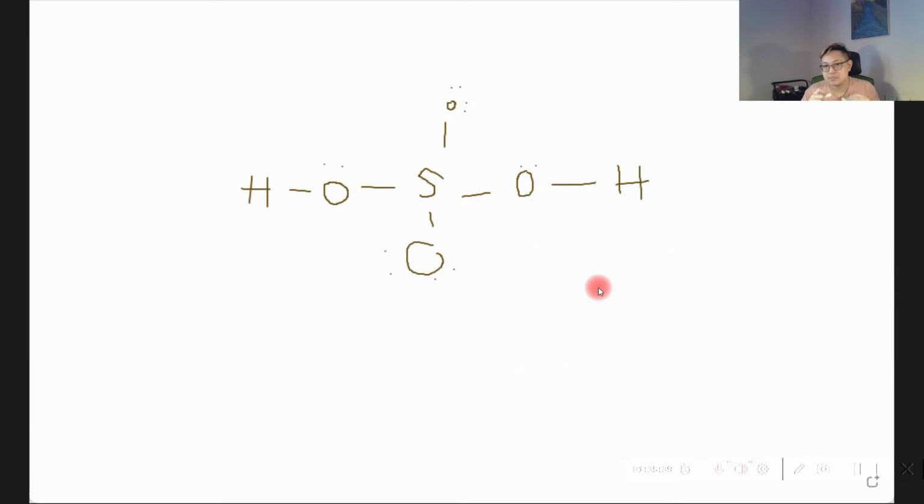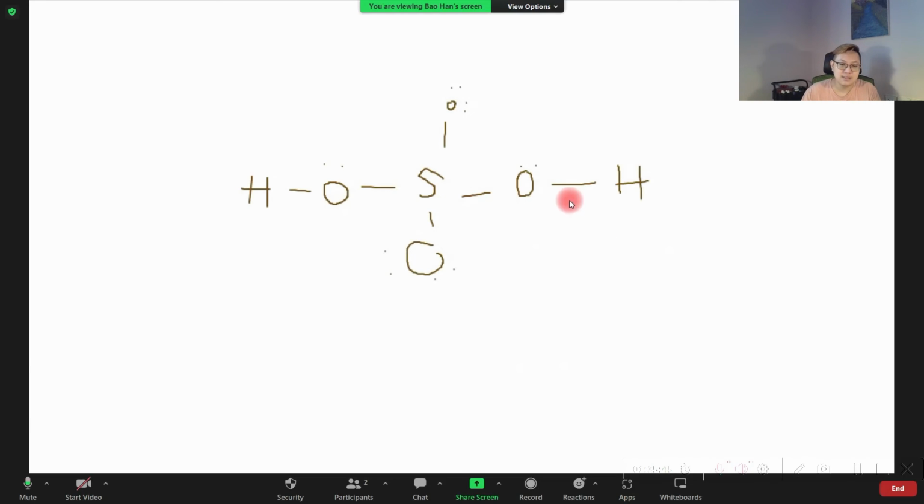Can you give me a hint? Of course. You can see that in these kinds of structures where the central atom is connected to oxygen, in a lot of cases you can find double bonds. So the hint here is that there's a double bond between the S and the O on top and the S and the O at the bottom. You mean like that? Yes.